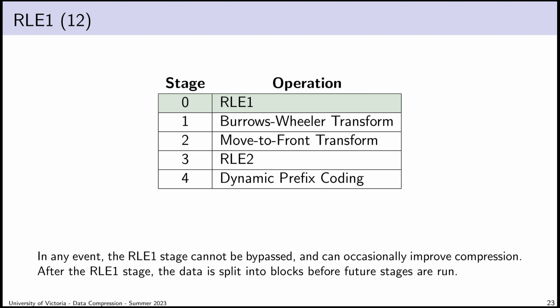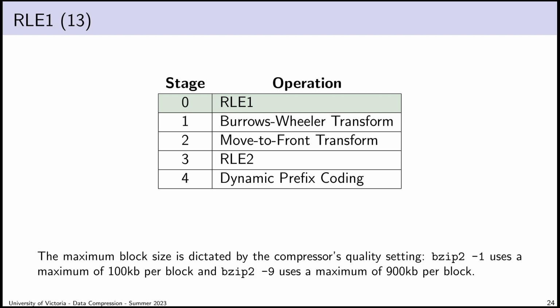After the RLE1 stage is over, the data is split into blocks, because as we know, the BWT works on a block basis. We have to split the data into blocks to run the BWT. The size of the block is dictated by the quality setting provided on the command line. If you want the best compression possible with BZip or with GZip, you would use the -9 flag. If you want higher speed but maybe lower compression, you would use the -1 flag. If I use BZip-1, I'm getting 100 kilobyte blocks when I run the BWT. When I use BZip-9, I'm getting 900 kilobyte blocks.